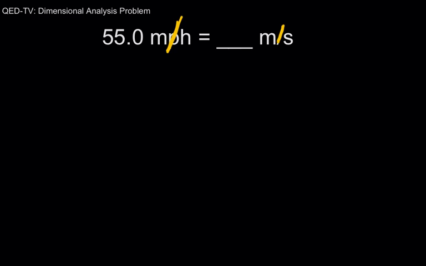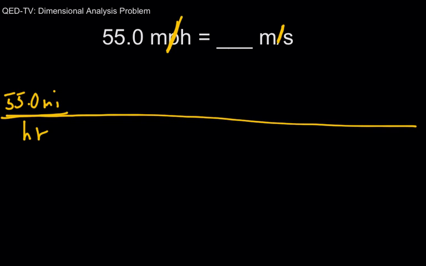So I want to write down the given. I'll do that over here: 55.0 miles, I'll write MI, over hour. 55 miles per hour. So I already have my line, and I'll draw that, and there's going to be a lot of steps to this. So I'll draw a lot of conversion factors in here.